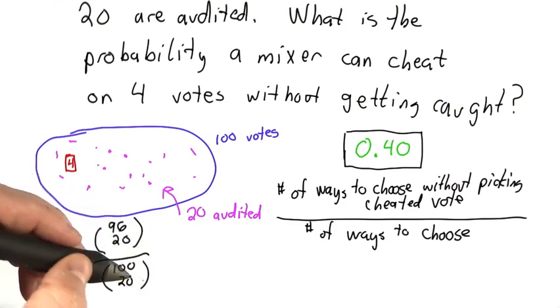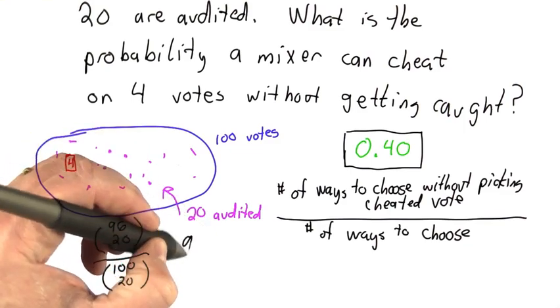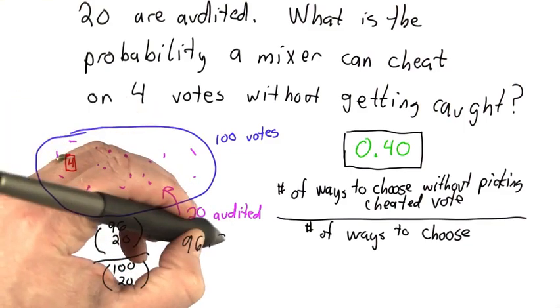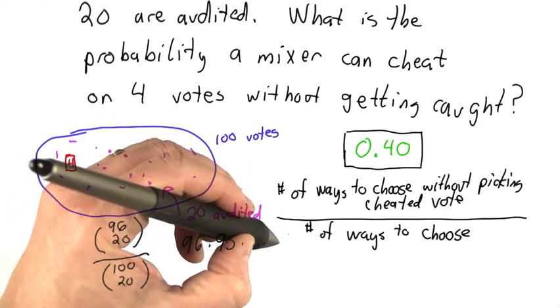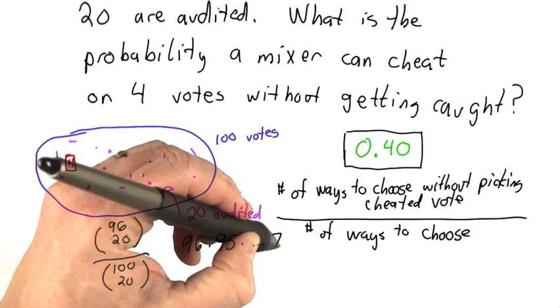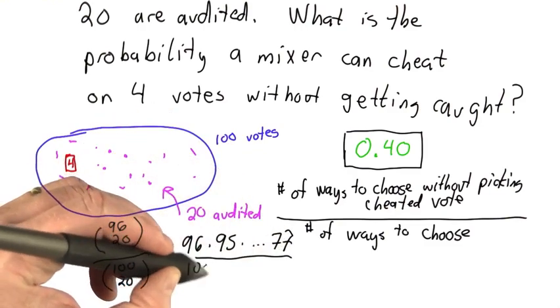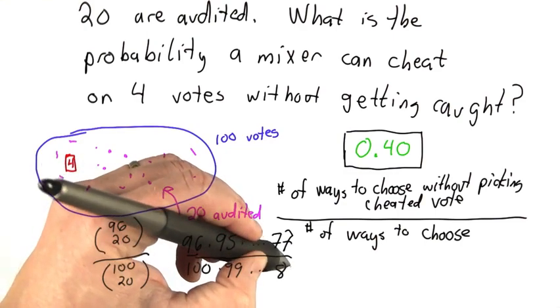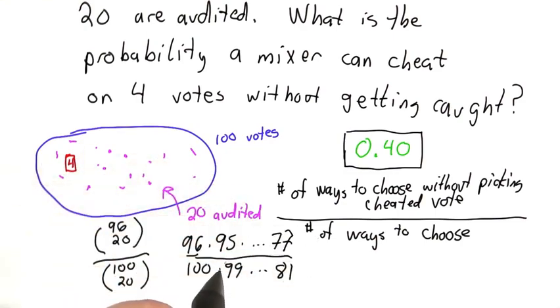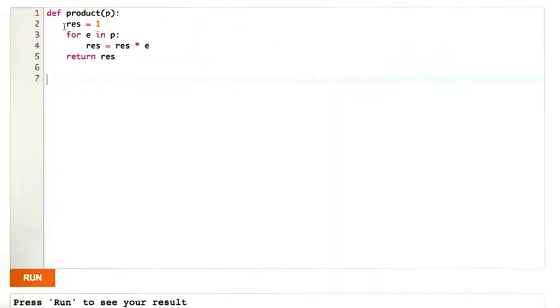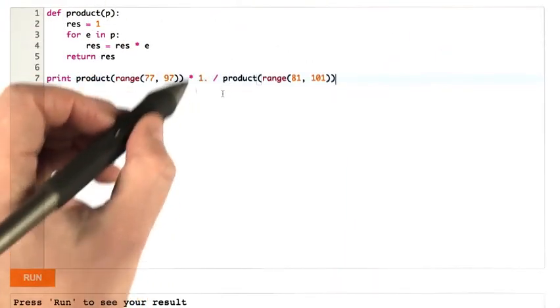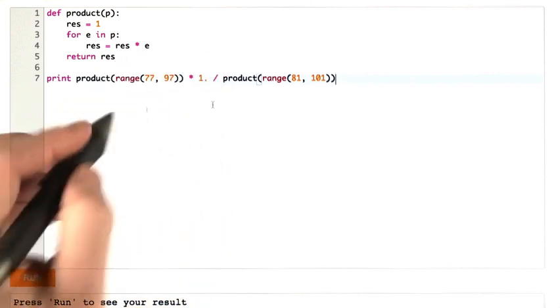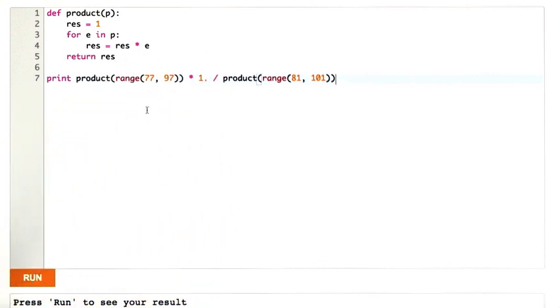Since the orders will cancel out, there are 20 elements each time, this is the same as computing 96 times 95 times down to 77 divided by 100 down to 81. We could cancel things out and compute this by hand. We could also just compute it all in Python. So here's a procedure to compute the product of a list, remembering to multiply by 1 point to turn this into a floating point so we get accurate division. And when we run that, we get the result 0.04 with some more.